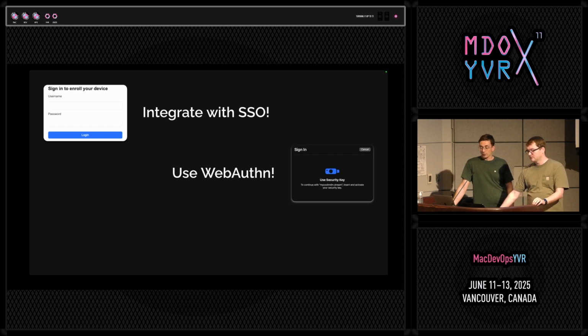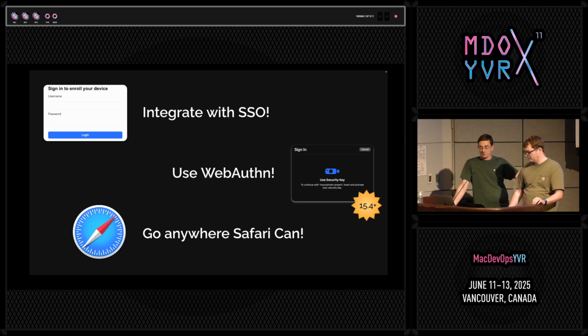We can require the use of physical security keys to prevent unauthorized account access. Keys are unphishable, offers that extra layer of trust. And the support for security keys is on macOS 15.4 and newer. And like we said earlier, it's Safari, so we can go wherever Safari can go. So we can kind of customize this to our needs. For this demonstration, we will show what that web view looks like. We'll refer to our web view as the enroll handler.